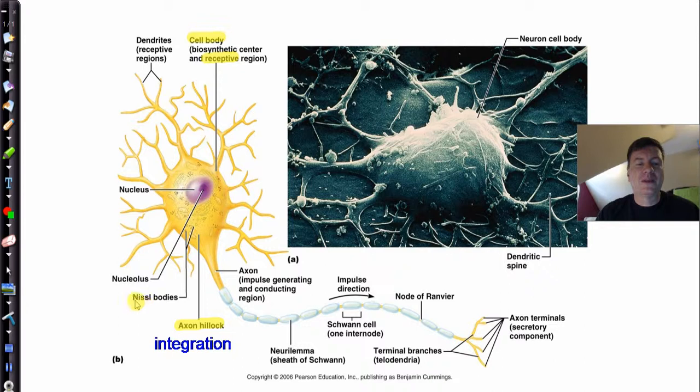Nissl bodies are regions we'll talk about in a second. I just want to point them out here. There are these little dark inclusions. And again, we'll focus on them more a little bit later. I just want you to be aware that they are in the cell body.